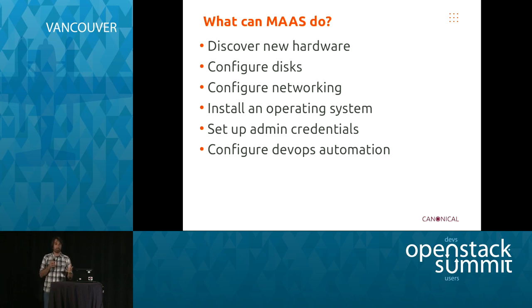MaaS can also configure the disks for you, so basically you can say how you want the disk layout. Do you want Bcache on them? Do you want LVM set up? It will configure the networking for you, so if you want bonds, if you want jumbo frames, if you want specific VLAN IDs on the outgoing ports, you can do that as well. It will install an operating system. Pretty much our objective is to install any relevant server operating system. It will set up admin credentials for you. So essentially, at the end of that provisioning cycle, it will let you SSH into the machine, or it will hand off to DevOps automation. You can then, from that point onwards, control that bare metal as part of your DevOps infrastructure.